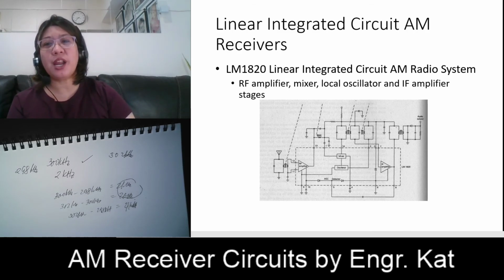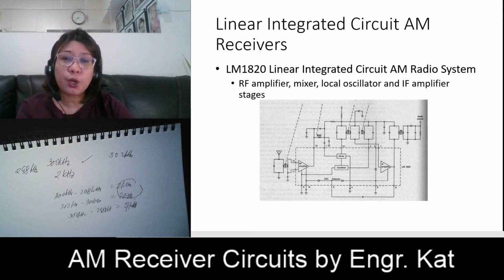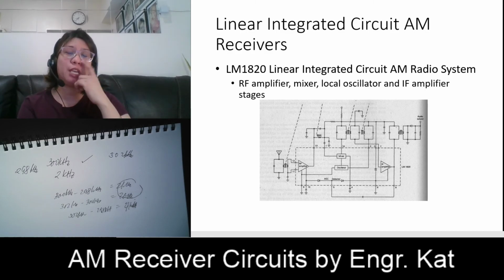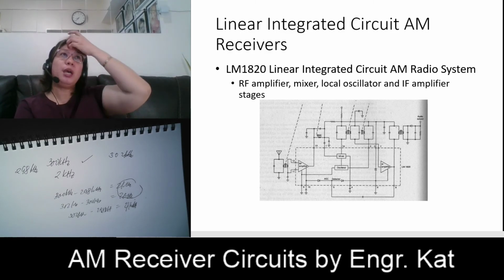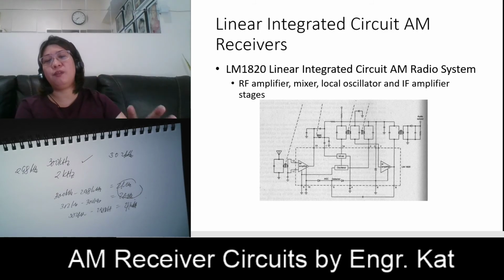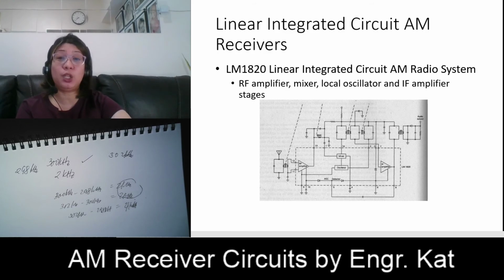This is made up of an RF amplifier. We have already discussed the RF amplifier stage. We have the mixer, you have your local oscillator here, and you have your IF amplifier section, or stages. So instead of having several individual AM receiver circuits, we can instead make use of a linear integrated circuit, or LIC, AM receiver, although this is not yet complete because it stops with the IF amplifier.